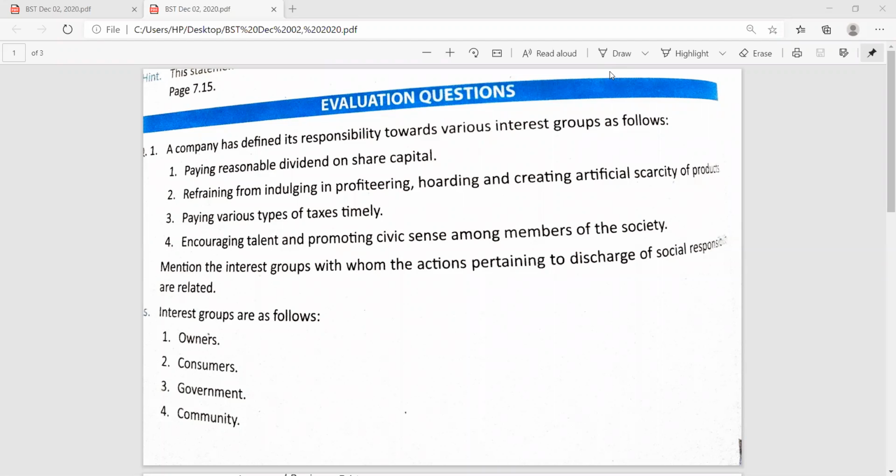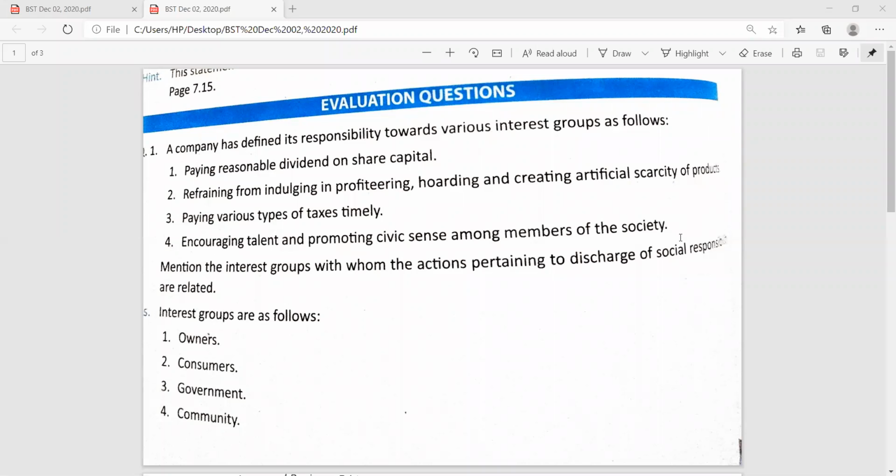Paying various types of taxes timely. Taxes are to be paid to the government by the business. So this is concerned with the government. Encouraging talent and promoting the civic sense among the members of the society. It is related to the community, a complete community, because some social welfare related activities are to be done. The activities related to the members of the society are to be done. So that is related to the community.